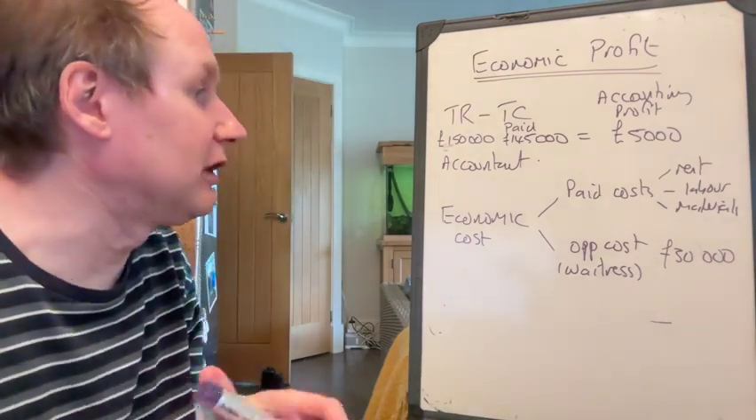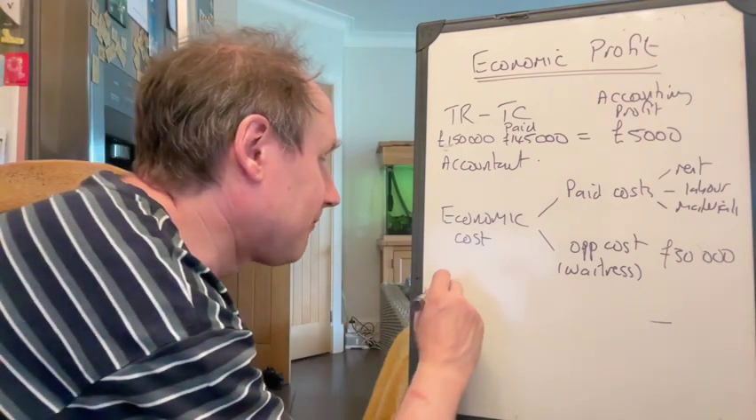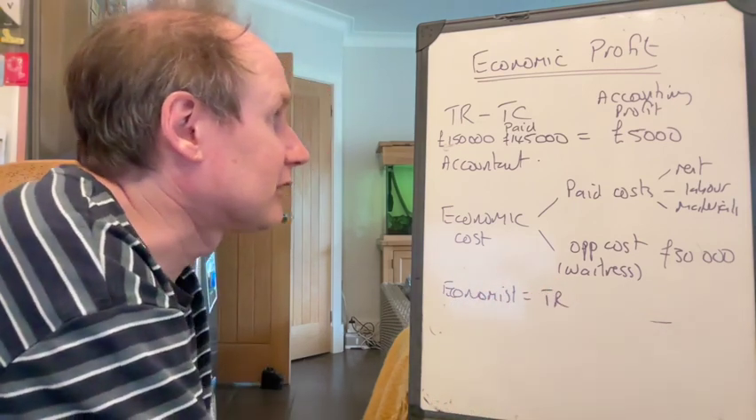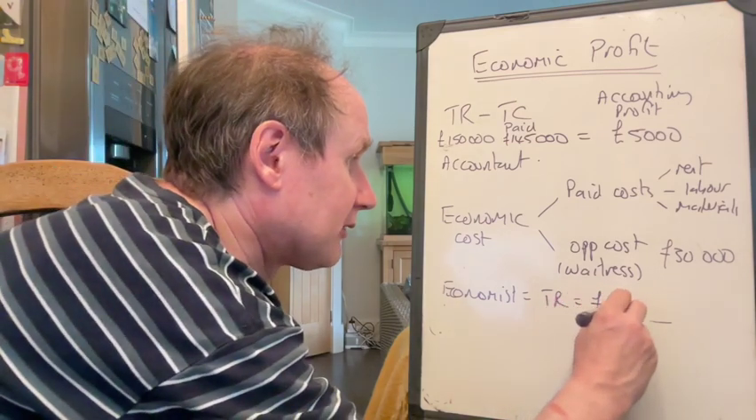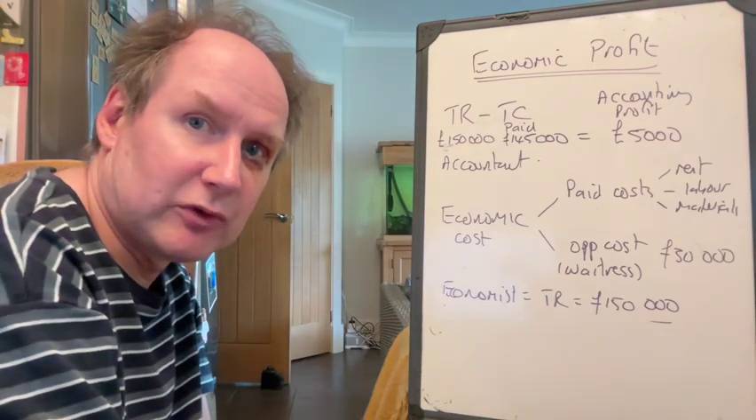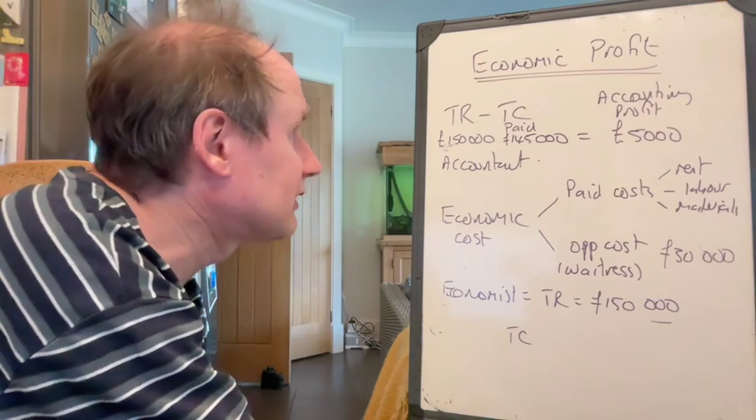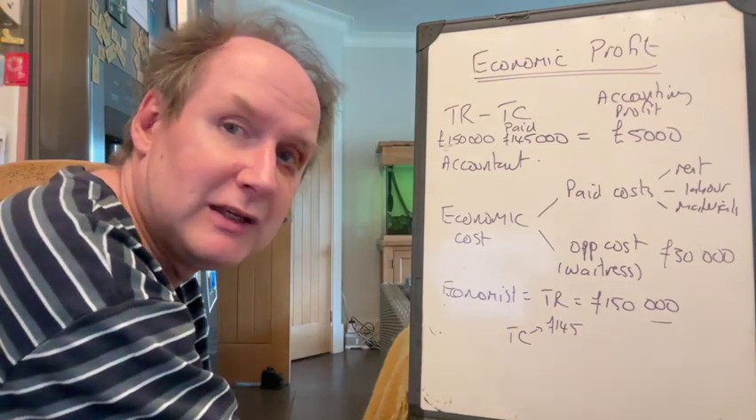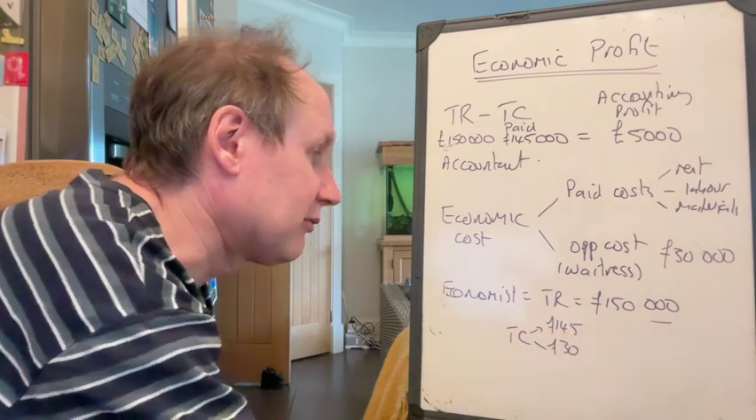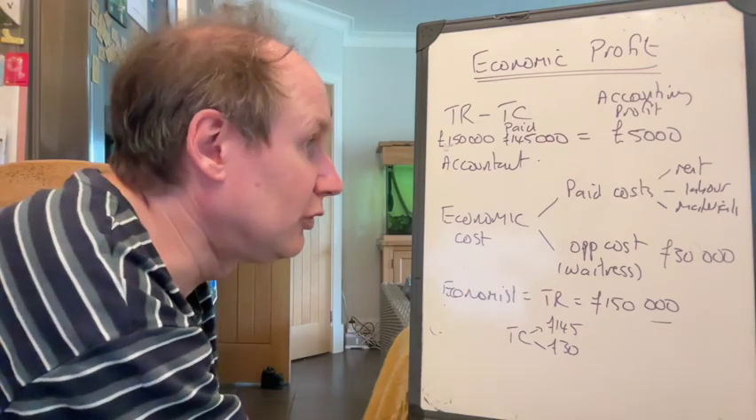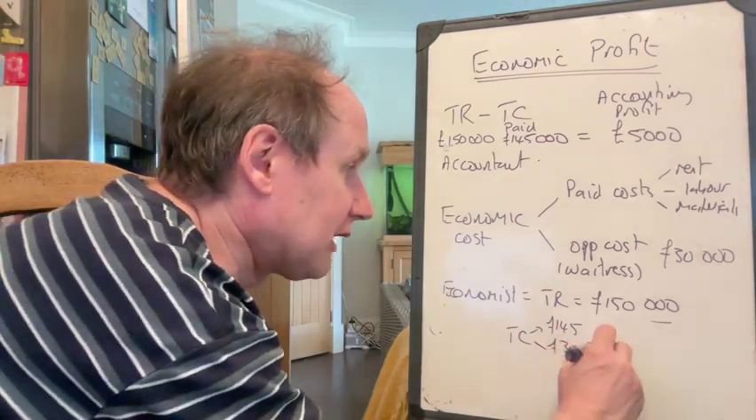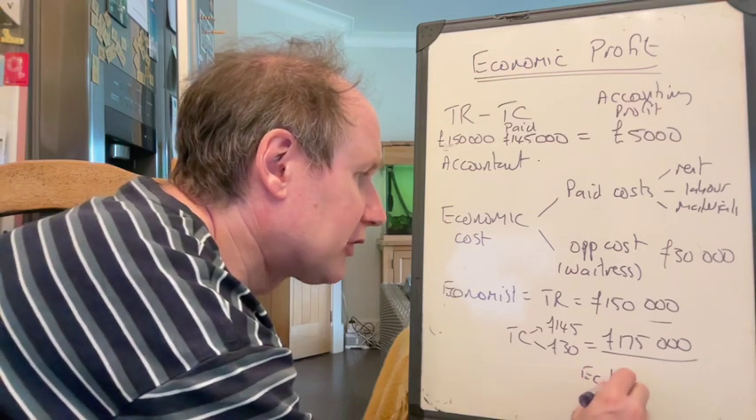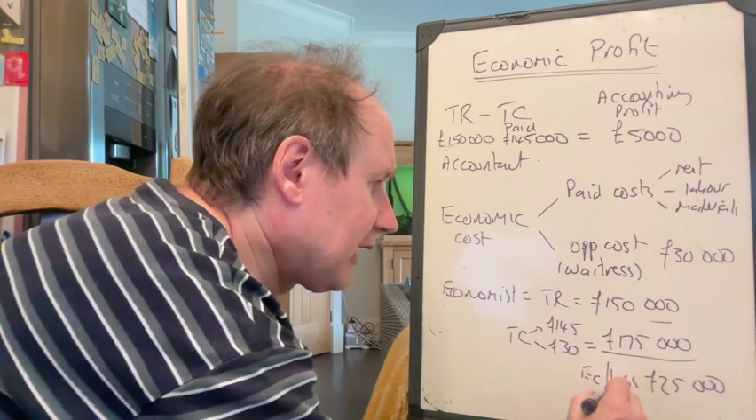So what would that mean for our calculation here? An economist would say, okay, fine, our total revenue is the same, £150,000. What he'd now say, however, is that total cost is different. Our economist would say that our total cost is now made up of two bits: the £145,000 of paid costs, but also the £30,000 of opportunity cost, the fact that I could go and do something else instead. So the economist would say, well, in reality, Simon, your costs are £175,000. Therefore, you're making an economic loss of £25,000.